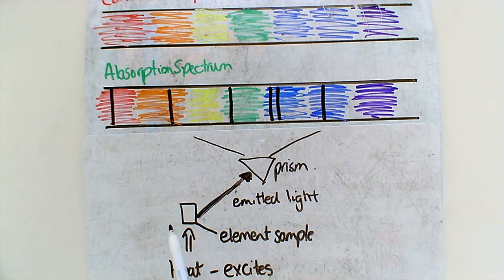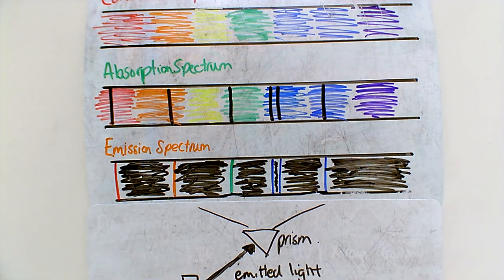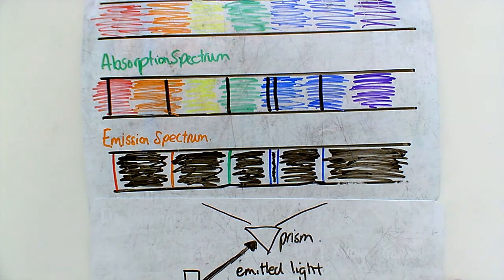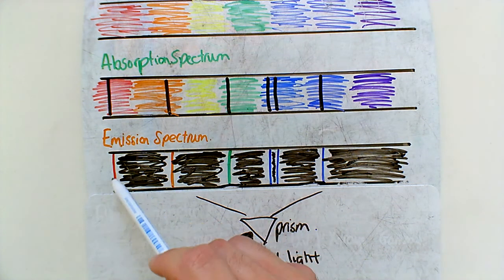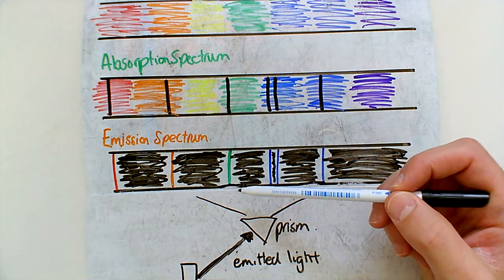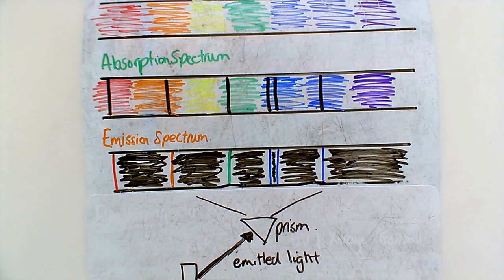And we're only going to have a very few number of wavelengths corresponding to the transitions that can happen from higher energy levels to lower energy levels within an atom. And when we do that, we get an emission spectrum. And an emission spectrum has mostly black, where we're not seeing anything, but then we have specific colours that we see, and that corresponds to a wavelength of light that has been emitted.